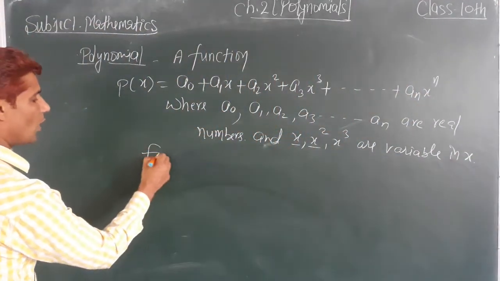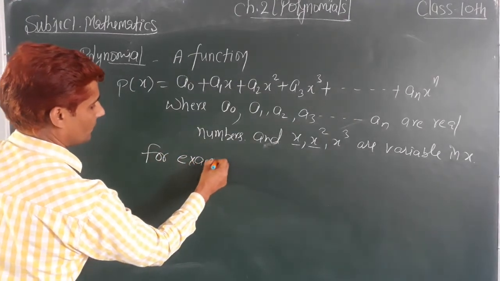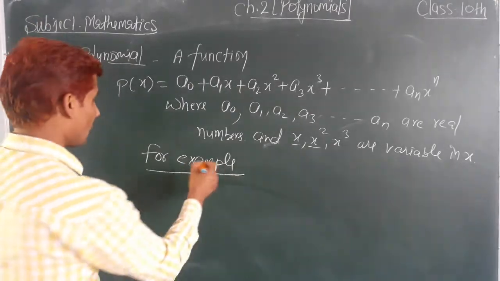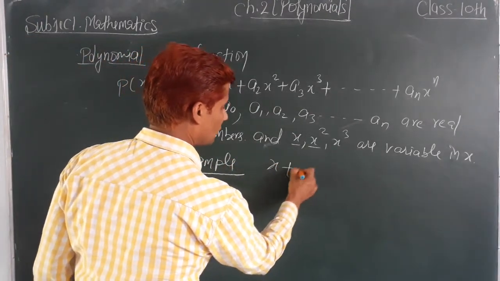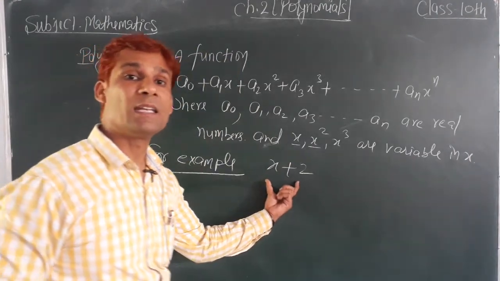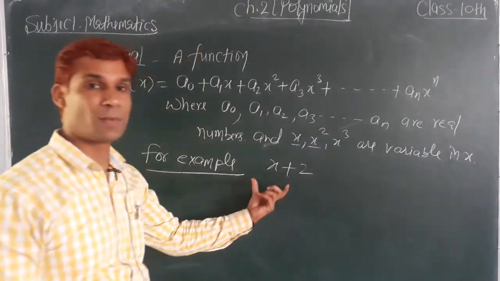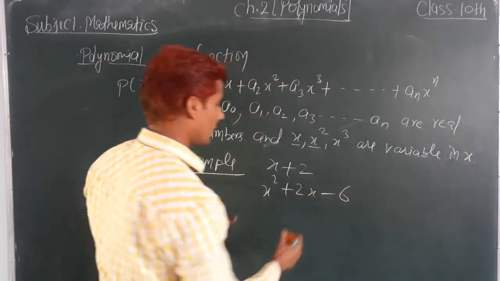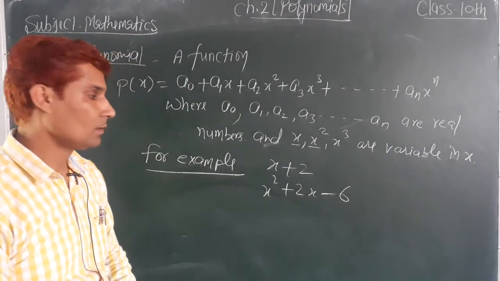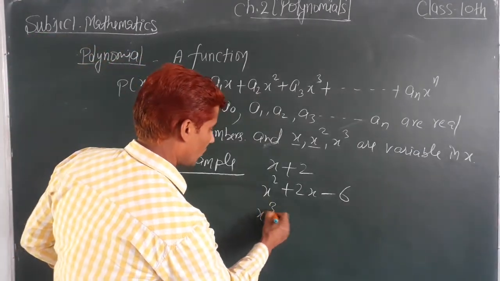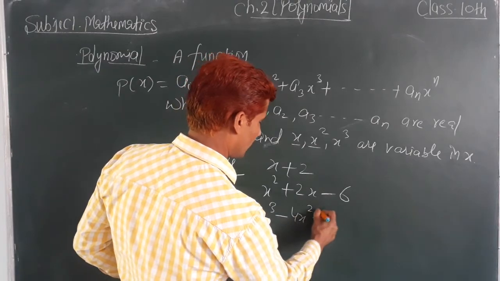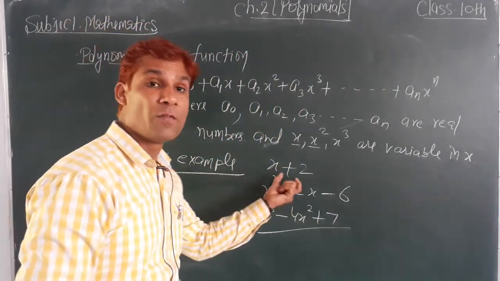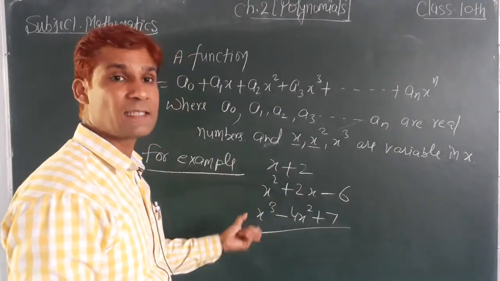वेरिएबल्स होंगे. For example, x plus 2, this is a linear polynomial. This is the polynomial x square plus 2x minus 6. This is also a polynomial. x cube minus 4x square plus 7 is also a polynomial. These are the polynomials in variable x.